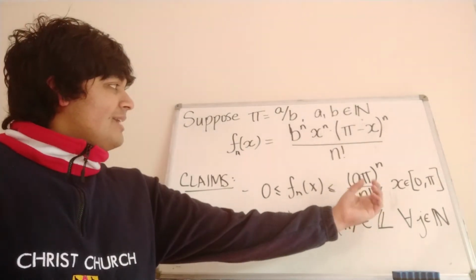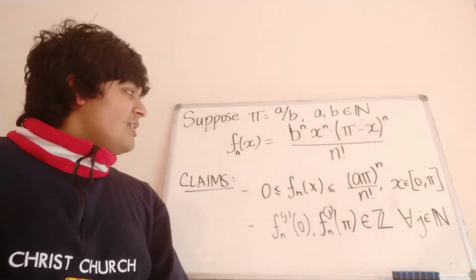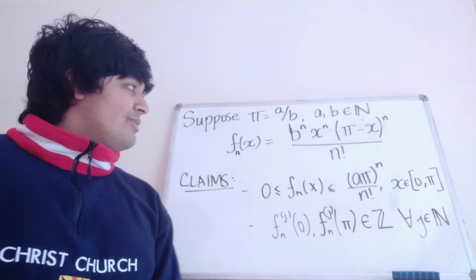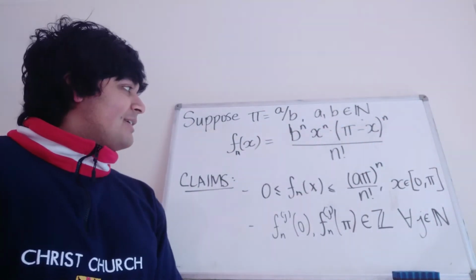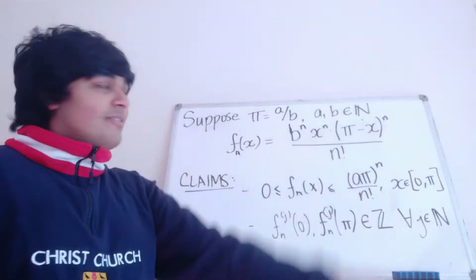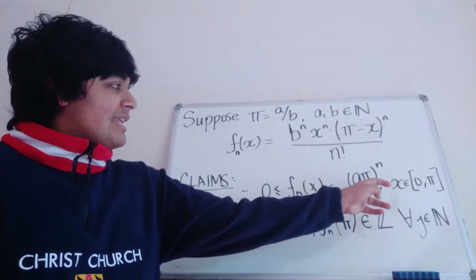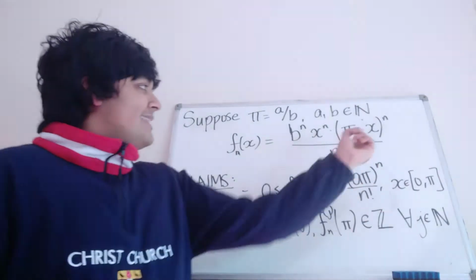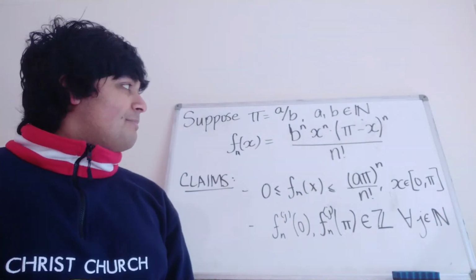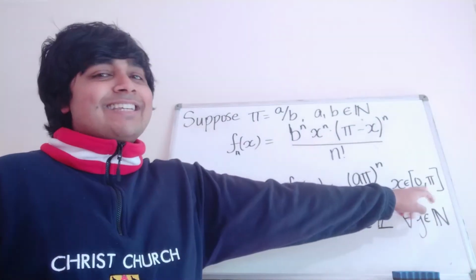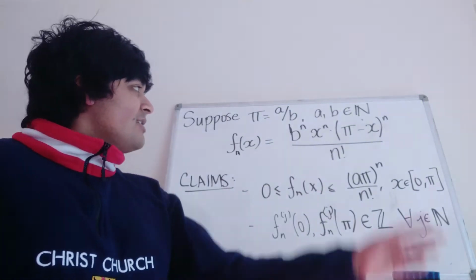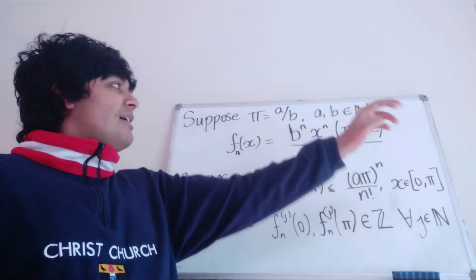And to get this one here, well, clearly the n factorial is the same. So we just need to show that the numerator is at most (a times pi) all raised to the n. But that's kind of clear because we know that x is between 0 and pi. So this guy here is bounded above by pi to the n. So that's where we get this pi to the n from. And then this guy here, pi minus x, well, pi minus x is also bounded from above by pi because we know that x is at least 0. So pi minus x can at most be pi. So we've got b to the n times pi to the n times pi to the n.